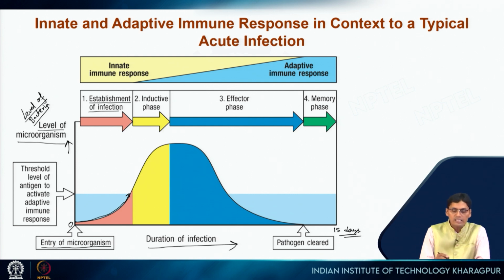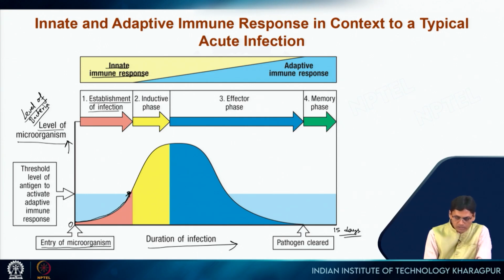So as a result, if you see from the beginning, the contribution of the innate immune response is already there. And over time, the innate response gradually goes low and low, and the adaptive immune system will take over to completely clear the infection. But let's see what happened.